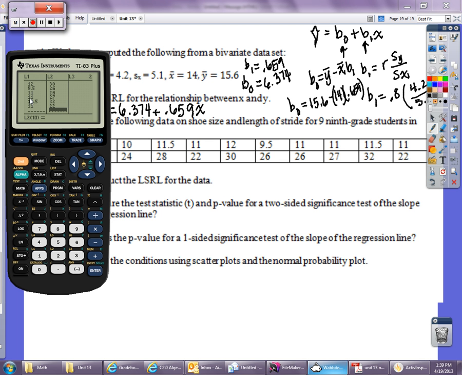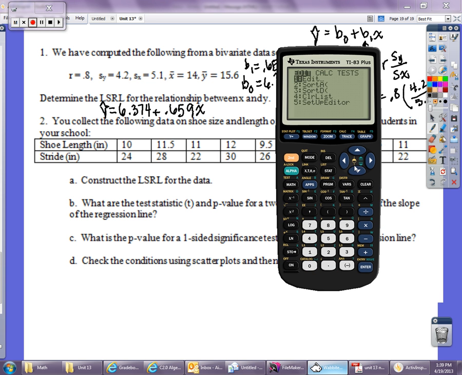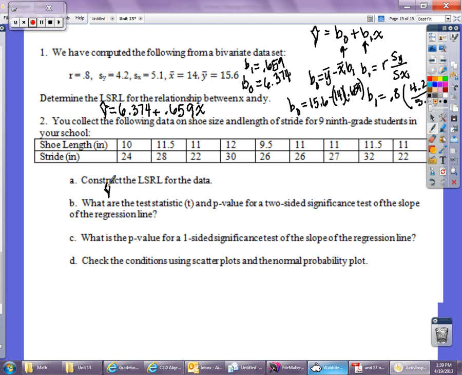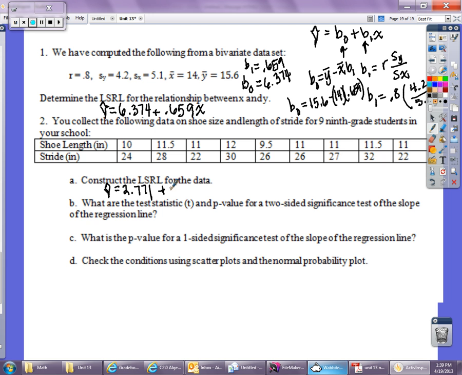Okay, so now that you have this data in your calculator, in order to find the least squares regression for the data, you're going to press stat, calc, and arrow down to option 8, which is your a plus bx formula. You're going to press enter, and it's going to give you the equation. So y hat equals 2.771 plus 2.153x. Okay.